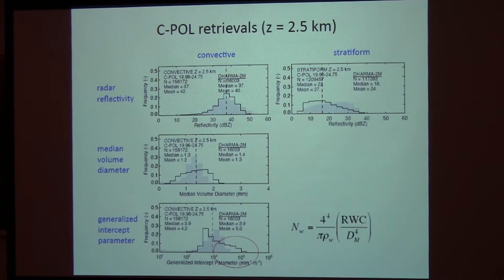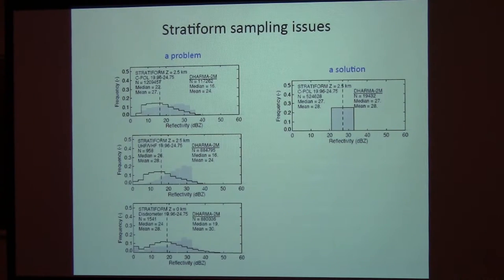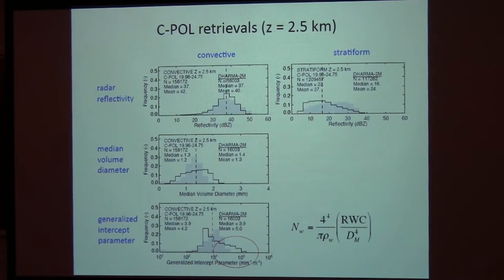So whether you have a bin model or a bulk model or whatever. I forgot to show you the model results. Okay, so here's our first cut at comparing values in the convective region, so this is below our particle fountain, and in the stratiform region. I'll come back to that in a second.